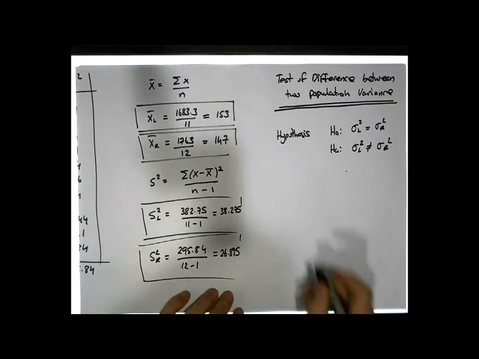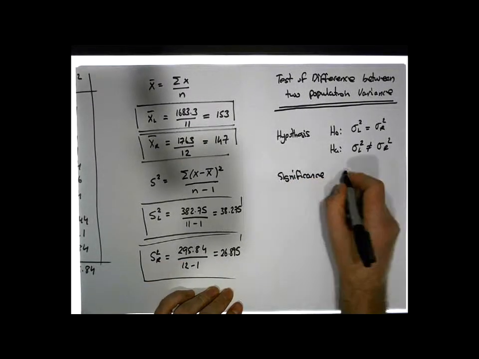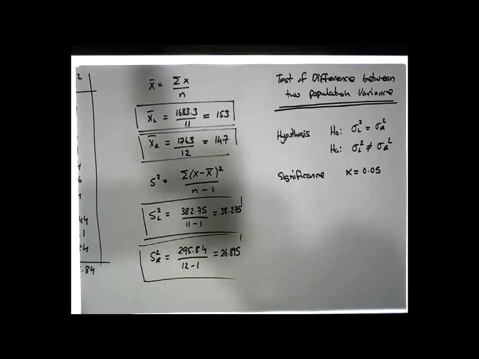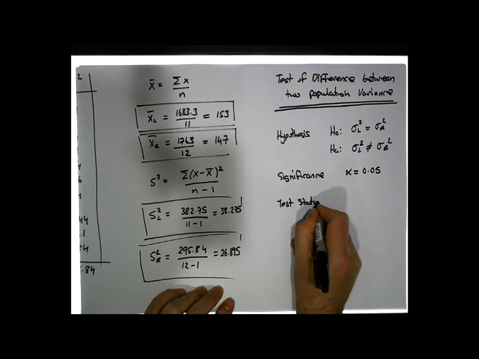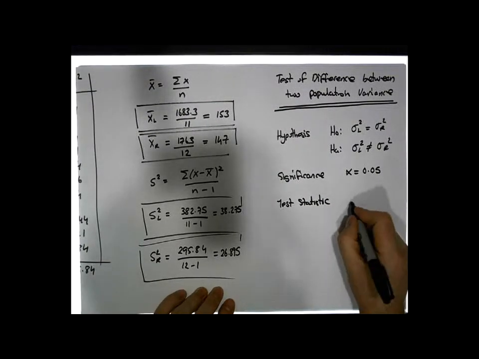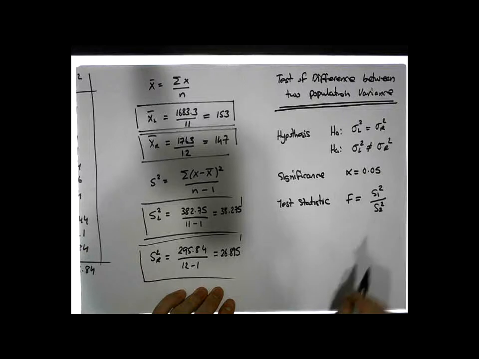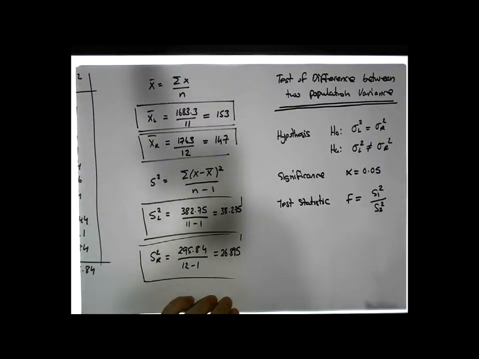Our significance level, alpha, let's do it as 0.05, the 5% level. We're not going to kill anybody here if we get the variance of the left-handers wrong, if that makes sense. The test statistic is an F. It's equal to S1 squared over S2 squared. Now, the important thing, the way we've set up our tables, is we always put the larger variance on the top.